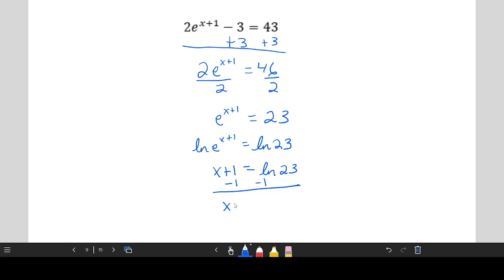And then be careful how you write this. I would probably write it as negative 1 plus natural log of 23, although you can write it as natural log of 23 minus 1, but it is not natural log of 22, because we're subtracting 1 after we take log of a number. We're not going inside the log and subtracting 1 from 23. So this is going to be about 2.14.